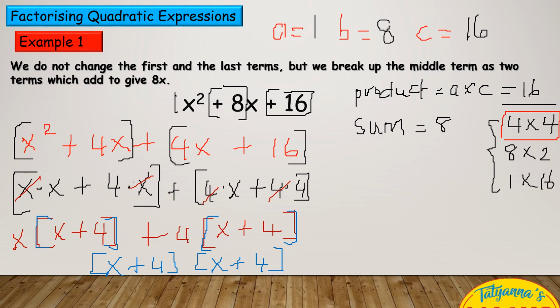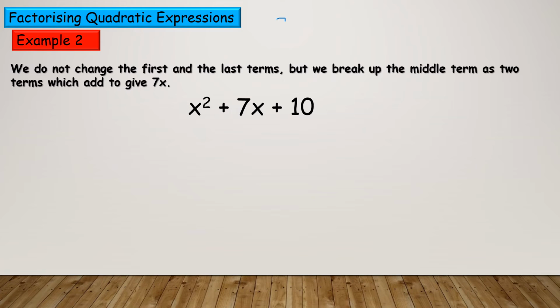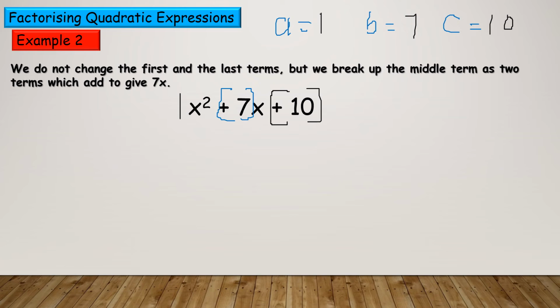Example 2: x squared plus 7x plus 10. Again, we have identified that there is an x squared term. So now we have to identify a, b, and c. b is positive 7, c is positive 10, and a, the coefficient of the x squared term, is 1.